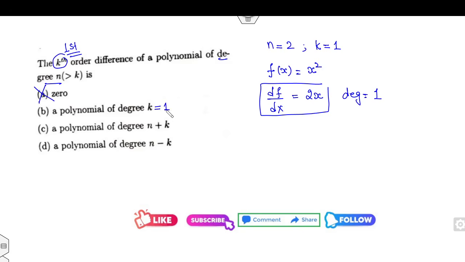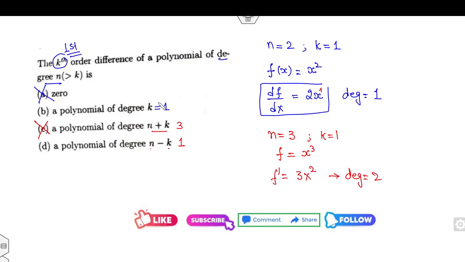Degree is k, 1. But look at that, this is a counter example. We can't correct the option. K plus 1, degree is 3, that's wrong because the degree is 1. Degree is 2 minus 1, again 1. So I can choose another example. If I choose n equal to 3, k equal to 1, then what is my f(x)? x cube. What is the first derivative? The degree is 2.